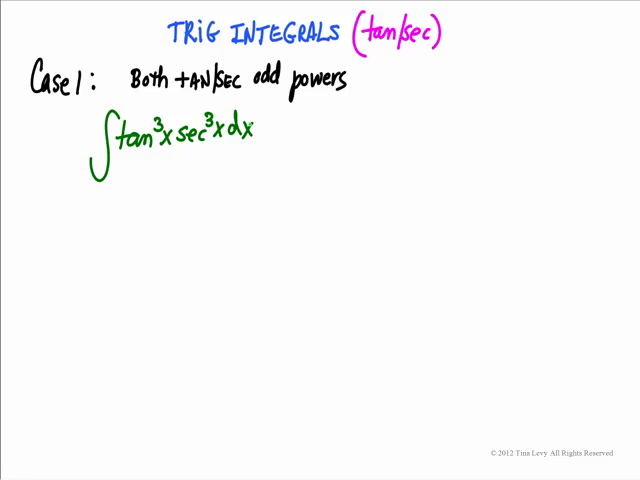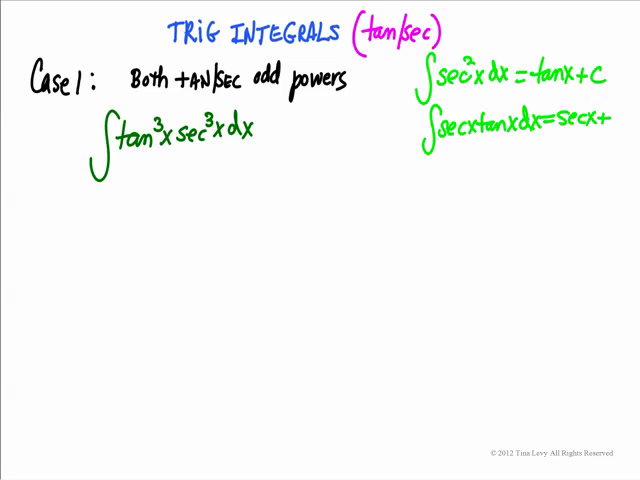With tangent secant, we have to recall that the only two antiderivatives we're going to be using are that the integral of secant squared x dx is tangent x, or we use the integral of secant x tangent x, and that's secant x, and of course both of these plus c.